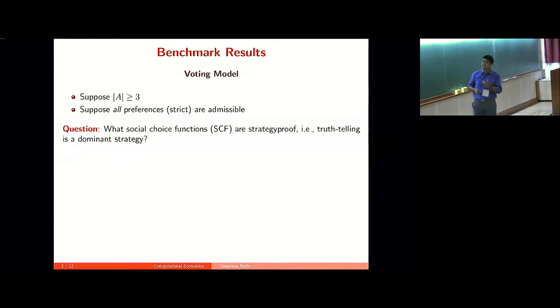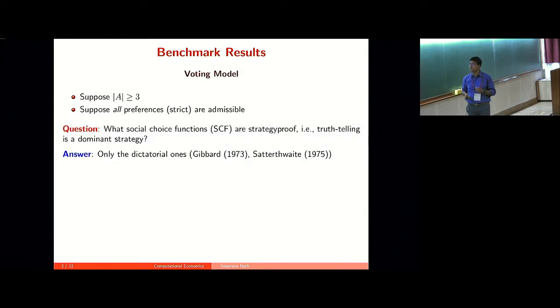Now the answer to this question was given in 73-75 by Gibbard and Satterthwaite, which says that if you look at all possible social choice functions that are strategy proof, using that all preferences are admissible, they can only be dictatorial ones. So all the voting rules that we use can essentially be manipulated. Plurality, which we use in India, and some other things which we use for other purposes, all can be manipulated.